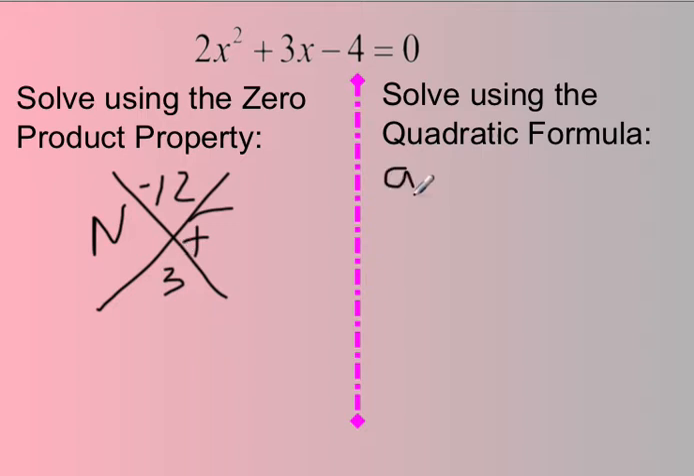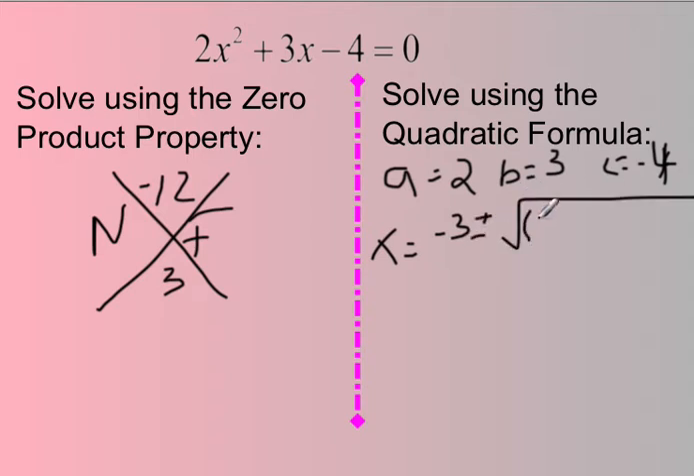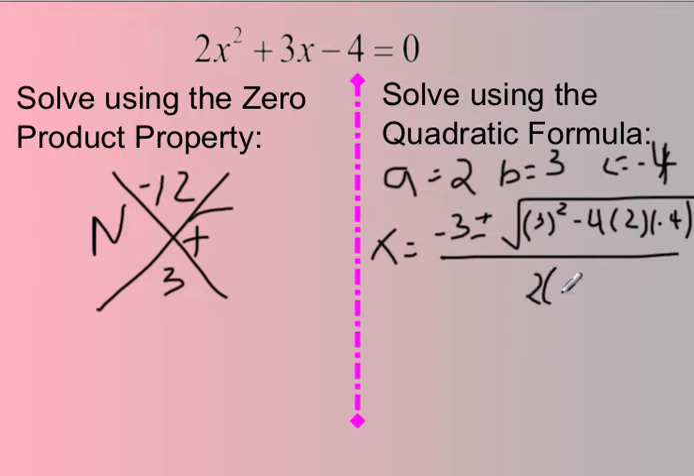So for the quadratic formula, my a is equal to 2, my b is equal to 3, and c is equal to negative 4. That's a 4, clearly. So now I'm going to plug that into the quadratic formula. So I get opposite of b plus or minus the square root of b squared minus 4 times a times c, all of that over 2 times a.